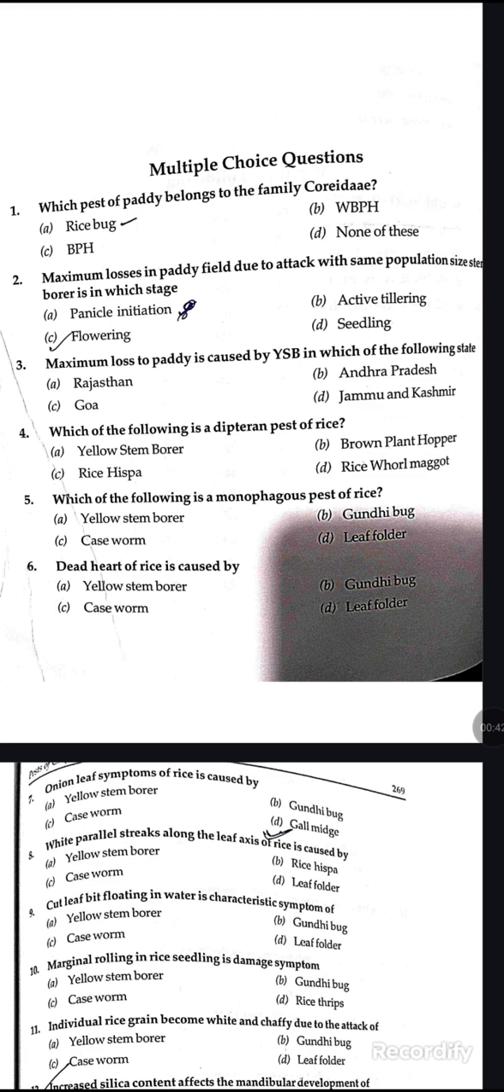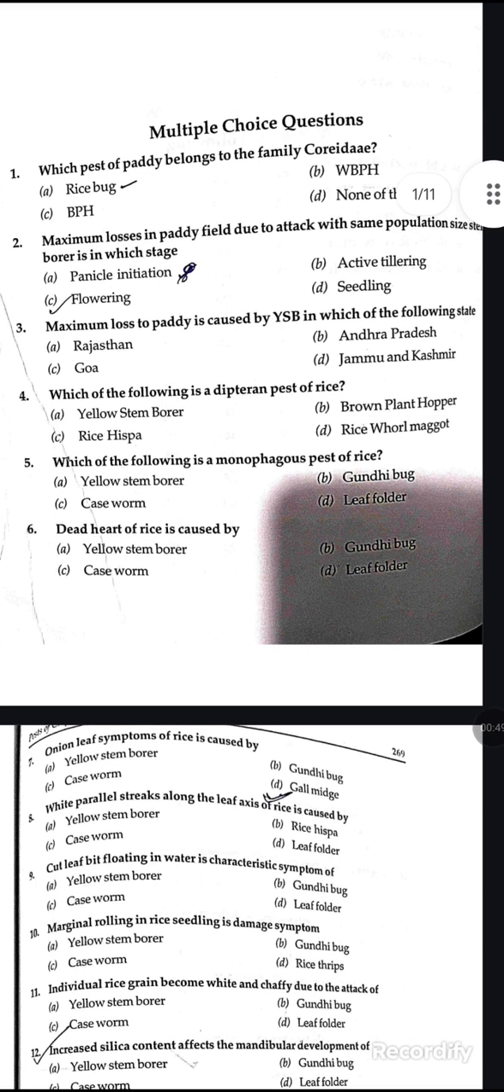Which of the following is a dipterous pest of rice? Dipterous is rice whorl maggot, option 4. Which of the following is a monophagous pest of rice? This is obvious. It is yellow stem borer. Dead heart of rice is caused by yellow stem borer.